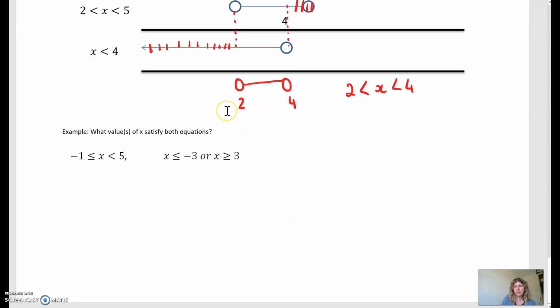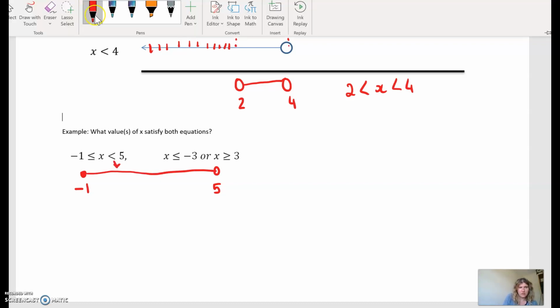So if we go on to this, this might be a type of example that you might get in a test or something. What values of x satisfy both inequalities? I want you to do it like a number line, so we'll write it out first. This first one is x is greater than or equal to -1, so we've got -1 and we're going to put our equal to sign there, and it's less than 5. So if we put an arbitrary 5 up here with an open circle, this is our first inequality here. I might just change the color.